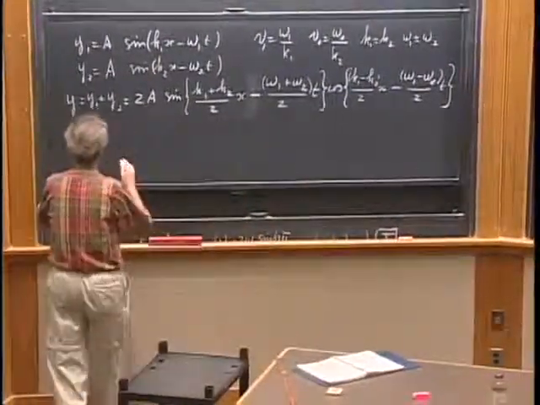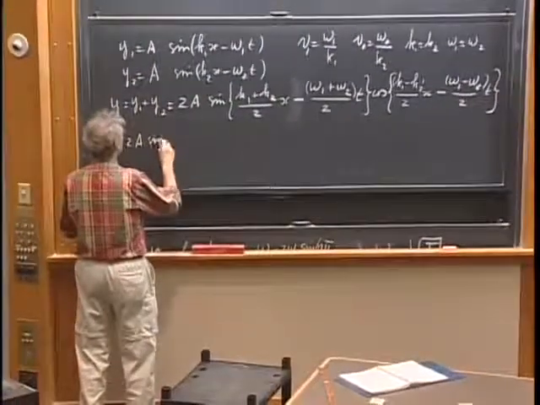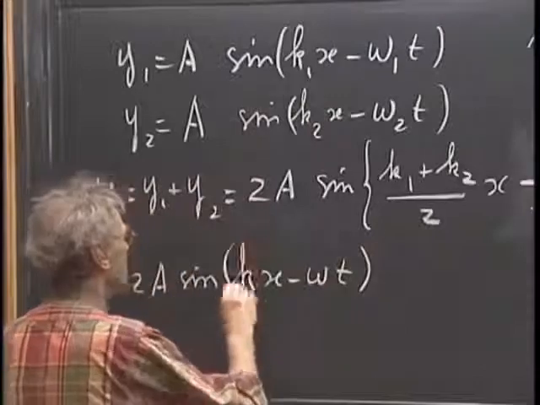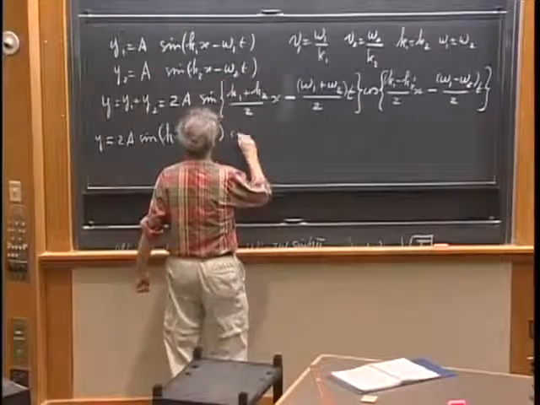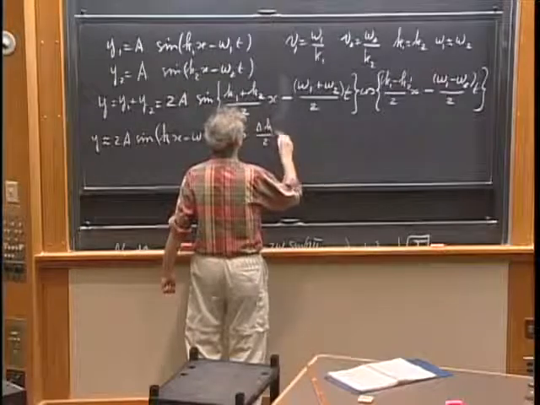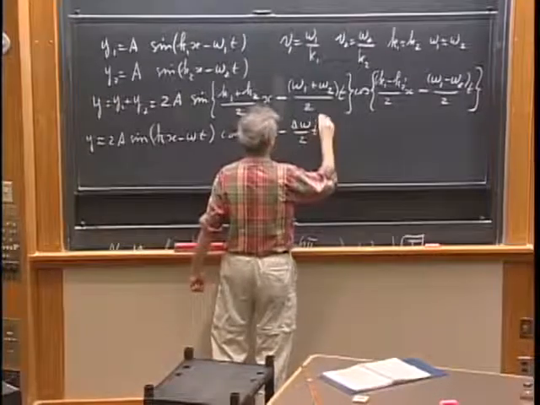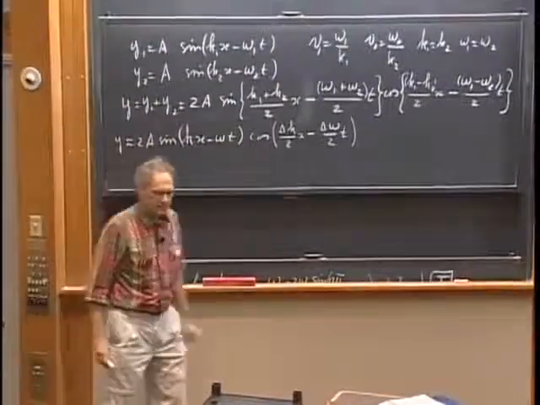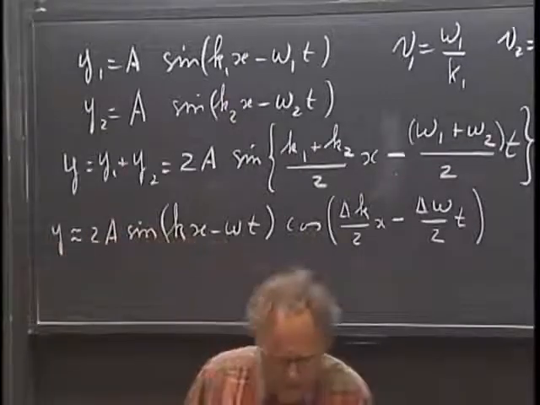So I can rewrite this now, that y is approximately 2a times the sine, and now I will just write k x minus omega t, k being now the mean value between the two, omega being the mean value between the two, times the cosine of delta k divided by 2 times x minus delta omega divided by 2 times t. And now look at what we have here. This all by itself is a traveling wave. The sine alone is a traveling wave.